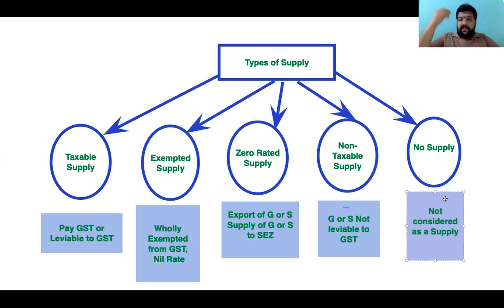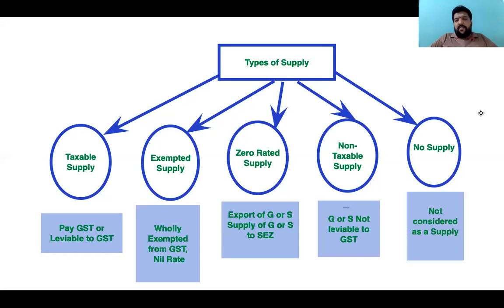The category, I still remember my class teacher. You are not covered. You are not at all forming part of the crowd. You are kept outside. At no stretch of imagination can you be brought into my taxable event. A no supply will not form part of anything. No supply is an additional element that is being brought.